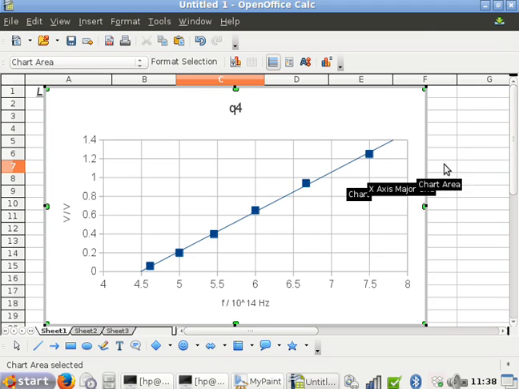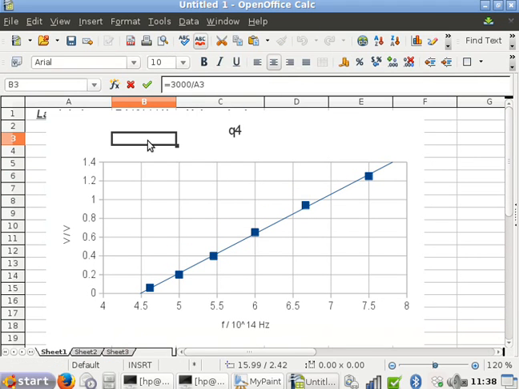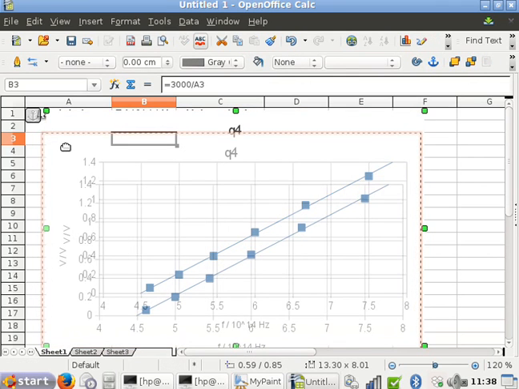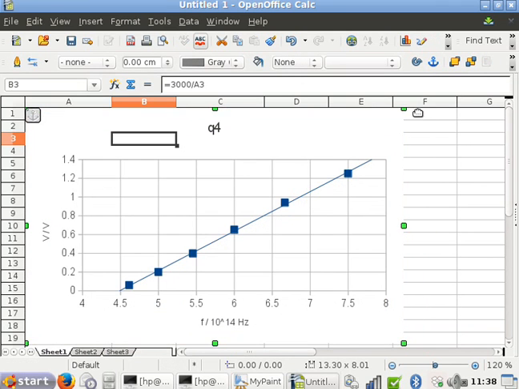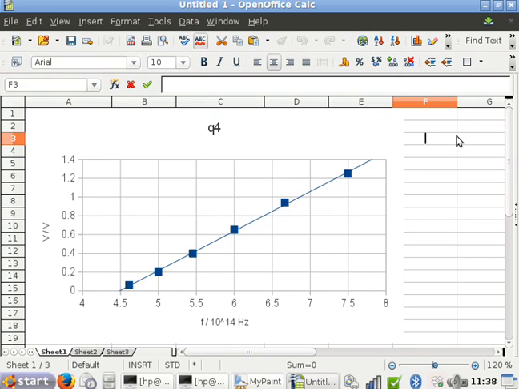Come on, there we go. Just pop it up there in the corner. Right, there you go. So you should have something that looks like that. Do you? Good. How many marks for that? 4 marks. Okay.